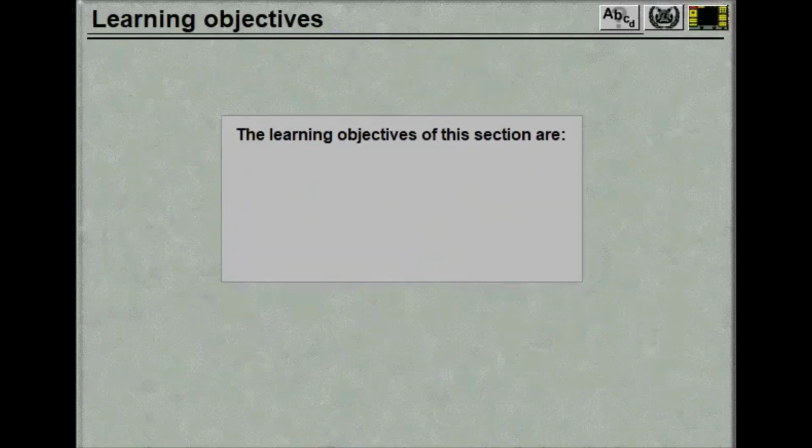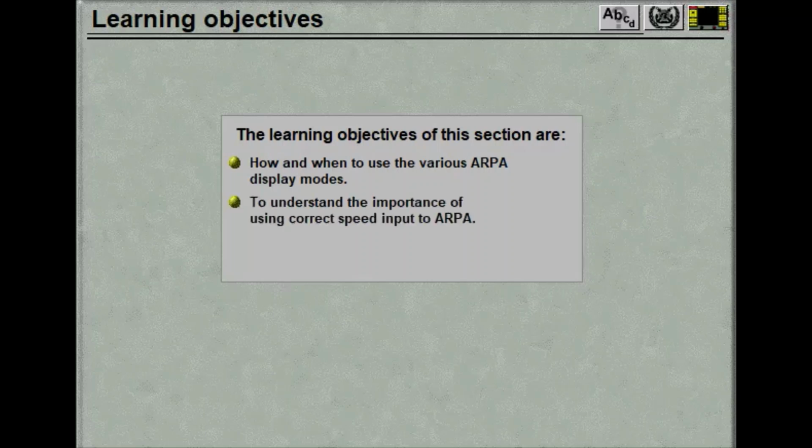The learning objectives of this section are how and when to use the various ARPA display modes, to understand the importance of using correct speed input to ARPA, and to understand the effect of environmental forces acting on the ship.